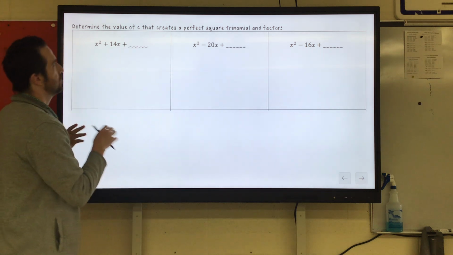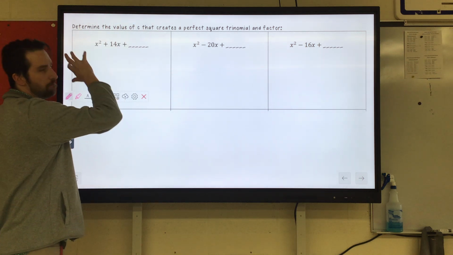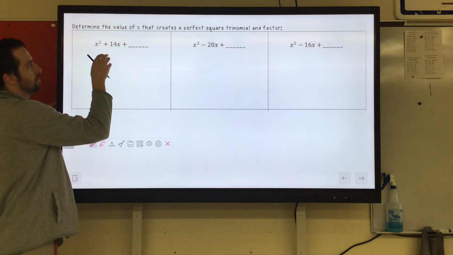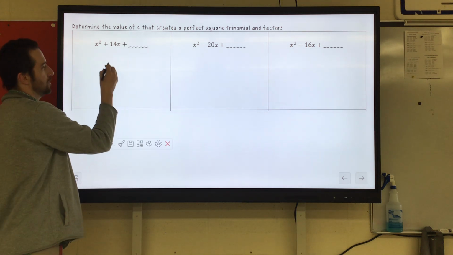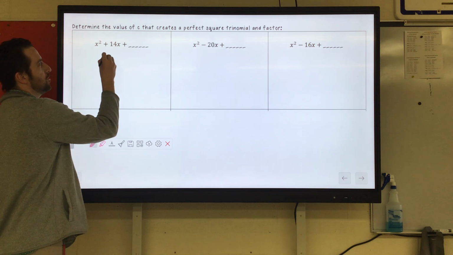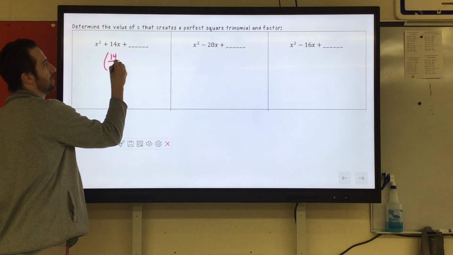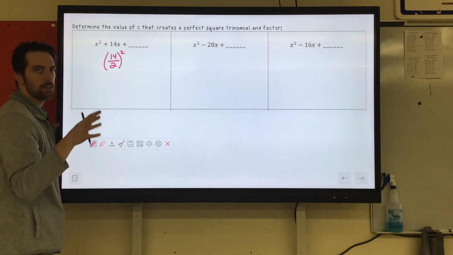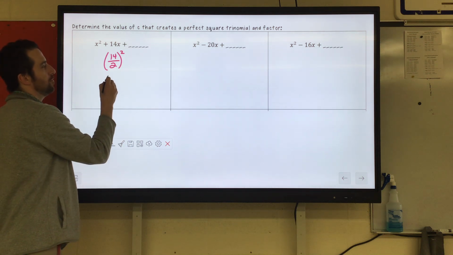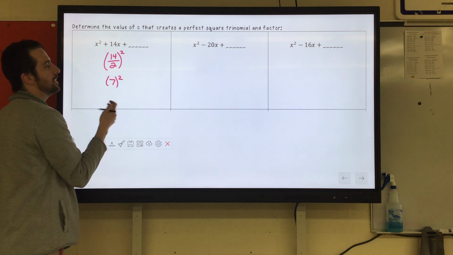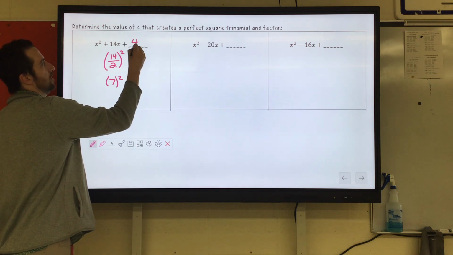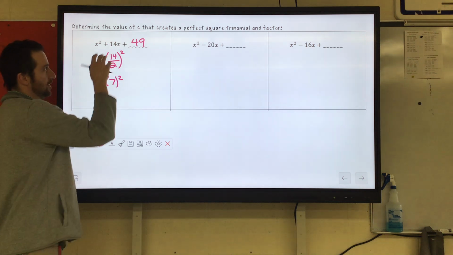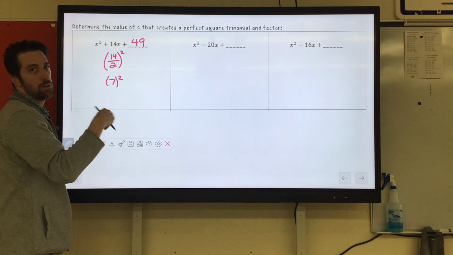So here's the steps to figure out the value of c. The missing value is usually going to be that c. We're going to take our b, in this case it's 14, we're going to divide it by 2, and then we square it. So if I did 14 divided by 2, it's 7. And then 7 squared is 49. That's how we're going to do the process every time. You're going to take the b, divide it by 2, and square it.